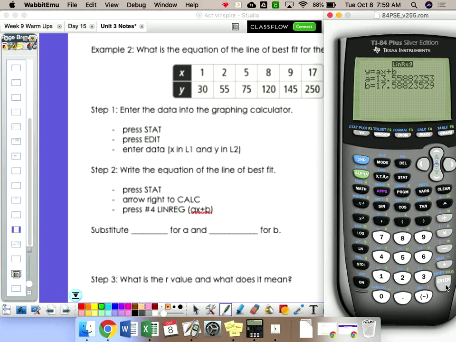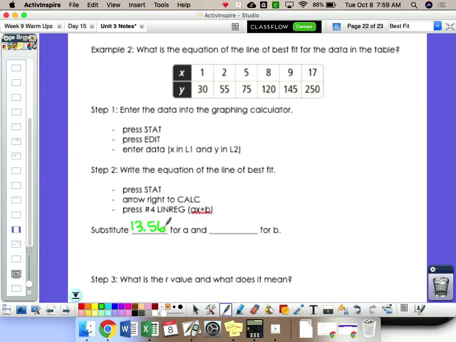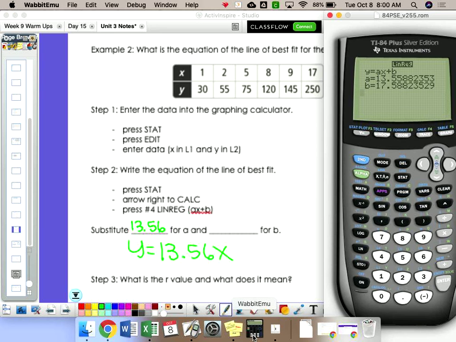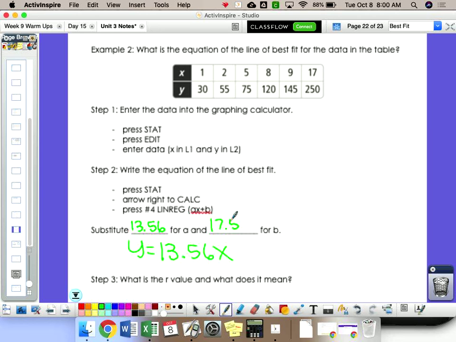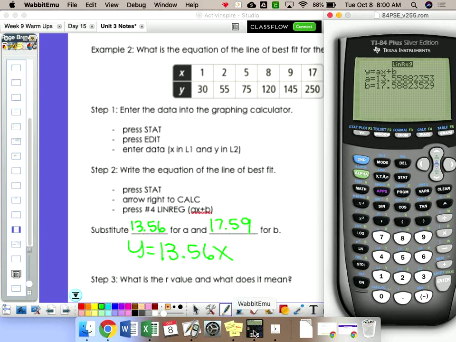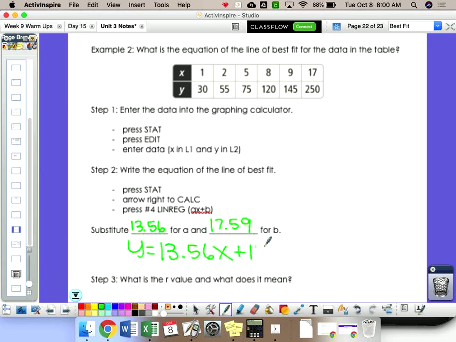So we need to substitute. They gave me 13.5, I'm going to round up to 5.6, so 13.56, I'm going to substitute into A, so that would be y equals 13.56x, and then what was that B they gave us? 17.5, I'm going to round up because it was an 8 after that, 8.5.9, so that would give me a B of positive 17.59. And that gave me my equation.